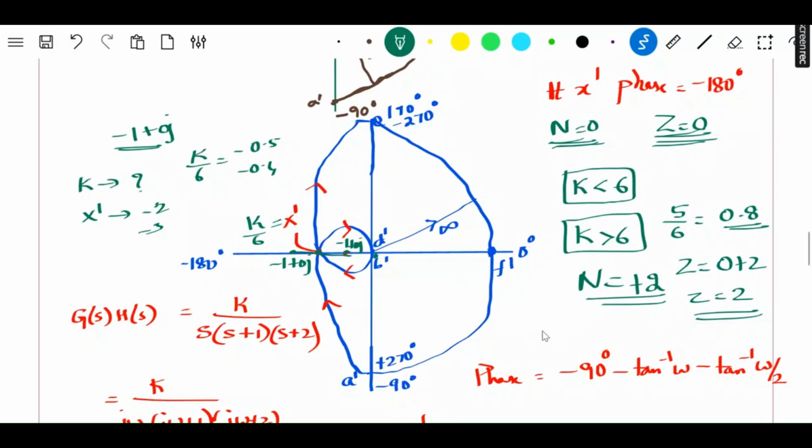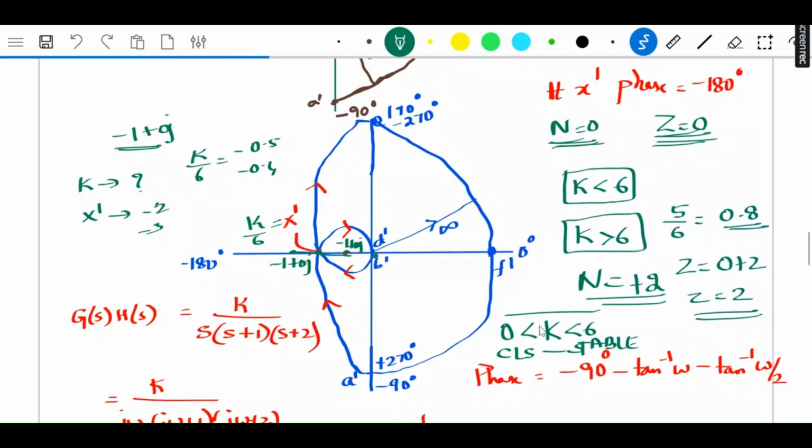Therefore, in this problem, we finally write k should be greater than 0 but less than 6 for the closed loop system to be stable. So stability completely depends on the value of k. I think you have understood this problem. I hope all my explanation was able to convince your thoughts.